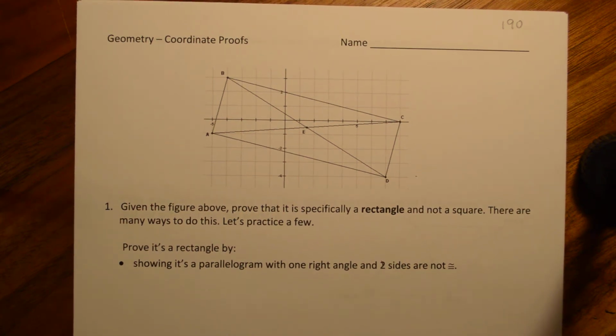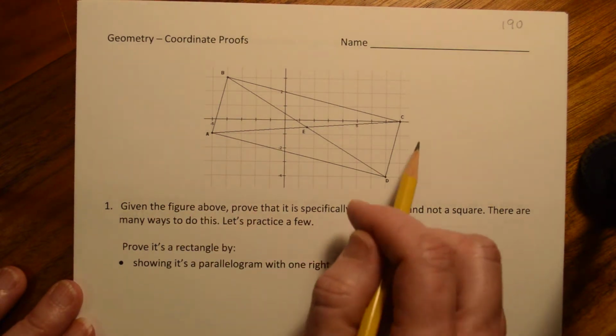Now let me just first start out by saying, if I asked you to prove that this was specifically a rectangle and not a square, you pick one way that you want to do it. You do not have to do it multiple ways. This is just to show you the different ways you could choose, and really to give us practice in writing these proofs. So you should not be thinking that you have to do this the same way I do. Okay, so again, this is the first one.